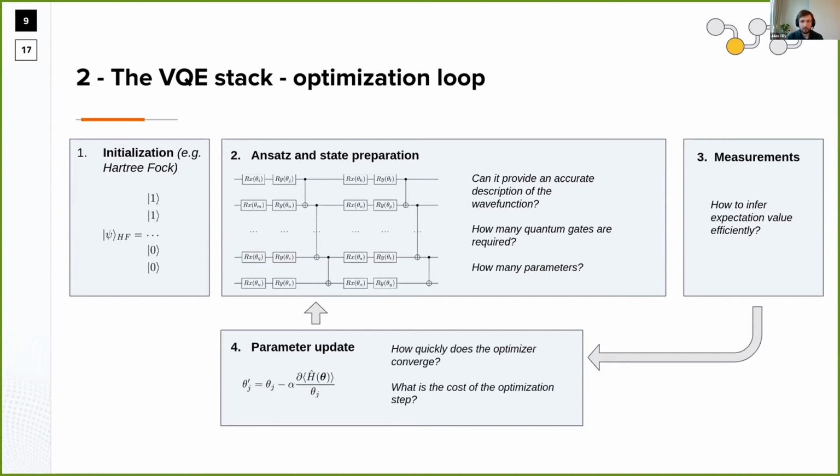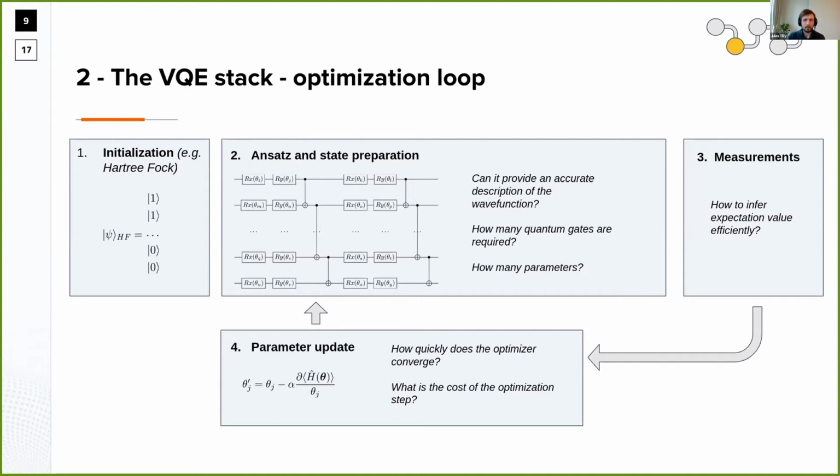And the key questions here are really the same as they would be in machine learning in general. Is how quickly does your optimizer converge? So what is your convergence rate? And obviously that will depend on the problem you're looking at, but some optimizers will be better than others. And what is the cost of the optimization step? And this is quite important because the question is how many points do you need to sample to be able to compute a gradient, for example.